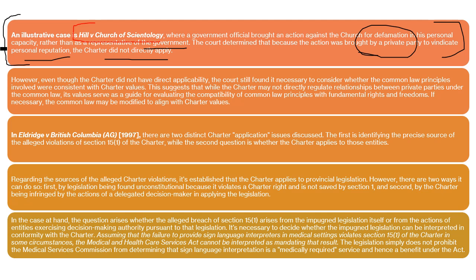Even though the Charter did not have direct applicability, courts still found it necessary to consider whether the common law principles involved were consistent with Charter values. So it will depend upon case to case. Like there was another case of Eldridge versus British Columbia. This is one of the most important cases directly mentioned in the syllabus.